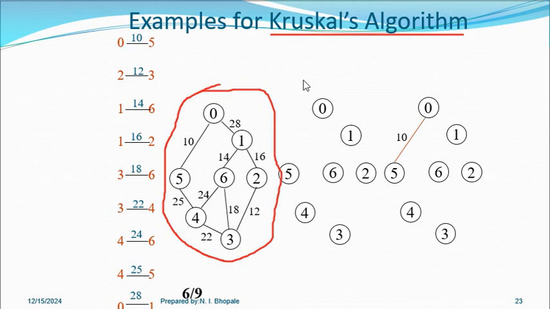The very first stage for the Kruskal algorithm is to arrange the edges in ascending order of their weights. So here we can see 10, 12, 14, 16, 18, 22, 24, 25 and 28 as the weights for the edges, and we can check here 0 to 5, this is the first edge, this is the second, third, fourth. So all these are the edges. Now we just need to insert the edges one by one.